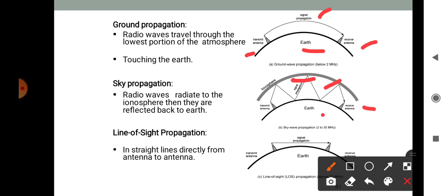Then third is line-of-sight propagation. Very high frequency signals are transmitted in a straight line directly from antenna to antenna. Signals above 30 megahertz are not reflected by the ionosphere, and here they are transmitted based on the line-of-sight concept. See, this is the diagram for straight line propagation, directly from antenna to antenna. This is one antenna, this is the other antenna, and this is the signal propagation. This is called line-of-sight propagation.